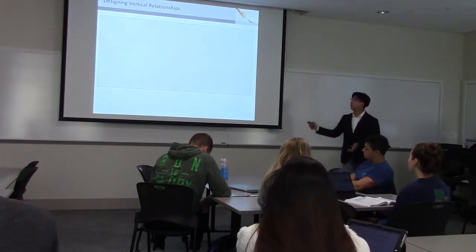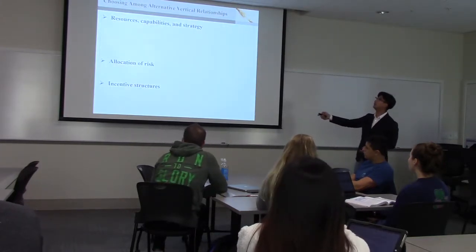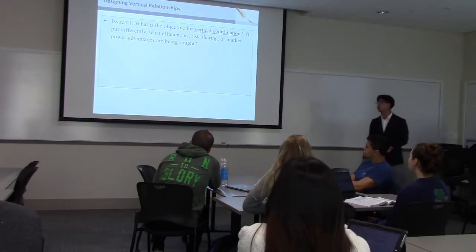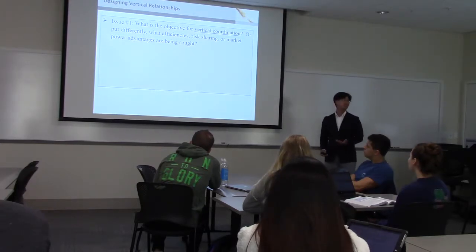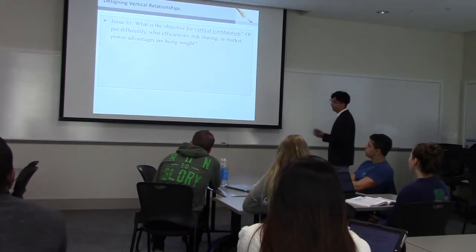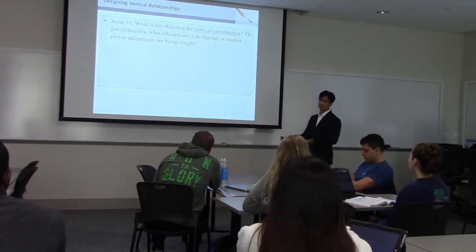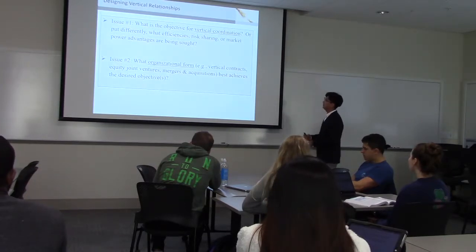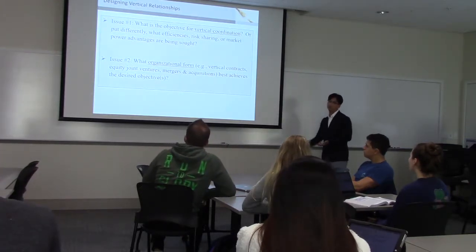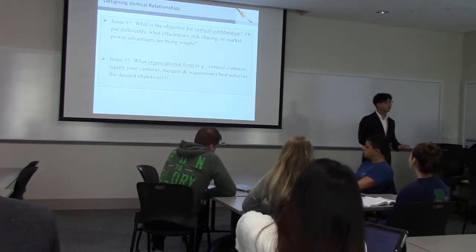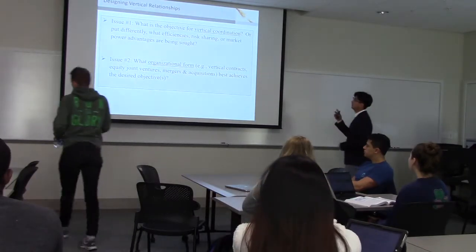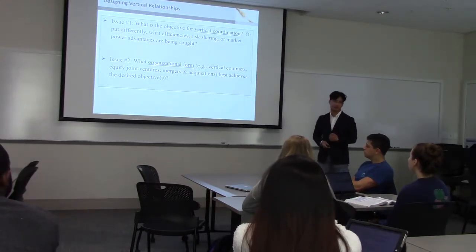Questions? Okay. So there are two main issues in designing the vertical relationship. First, the company has to decide the objective for vertical coordination. To put it differently, what are the efficiencies, risk sharing, and market advantage being sought by the company when deciding what to do in the vertical relationship. The second issue is choosing the organizational form. We discussed different types of vertical relationships, so the company has to choose whether they're going to do long-term contracts, joint ventures, mergers and acquisitions, etc., that best achieve the desired objectives raised in issue number one. So these are the two things that companies mainly focus on when they design their vertical relationships.